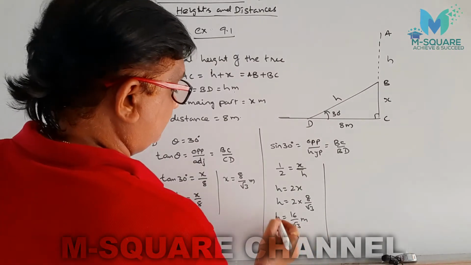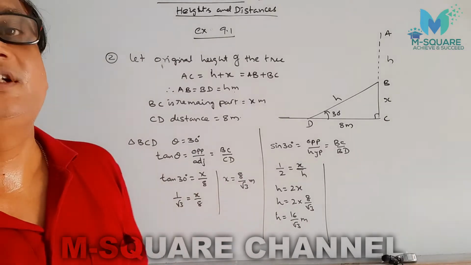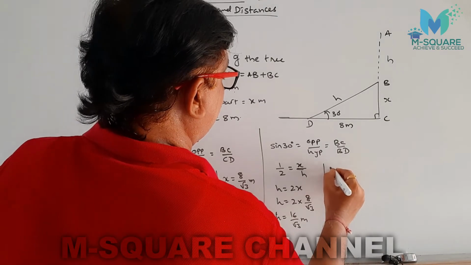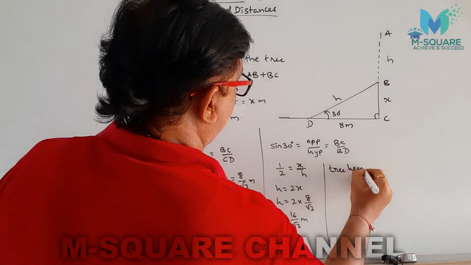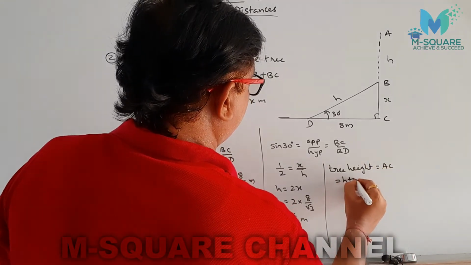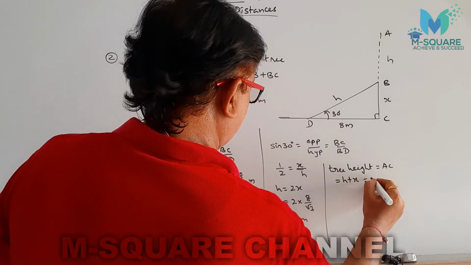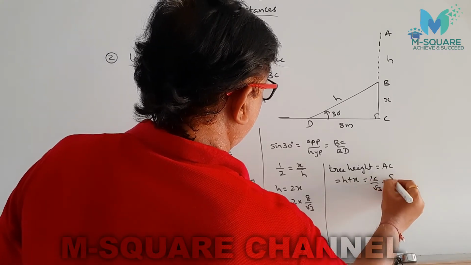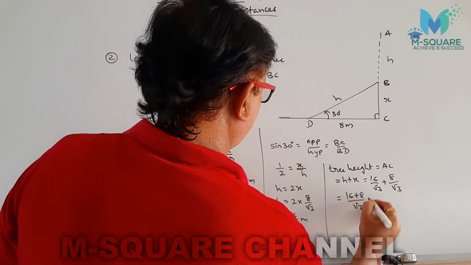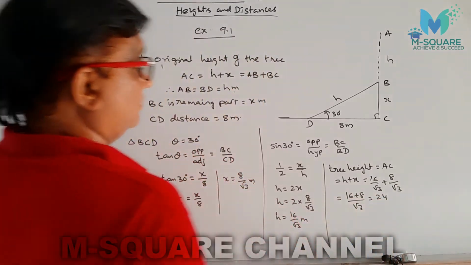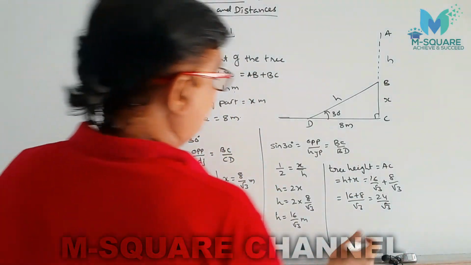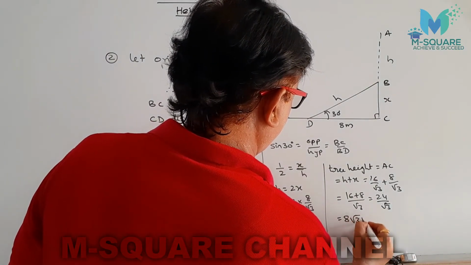Now h value is 16 by root 3 meters. So the tree height equals AC, that is h plus x. h is 16 by root 3 plus 8 by root 3, so that is 24 by root 3. After rationalizing, 3 threes are 8, so we get 8 root 3 meters.